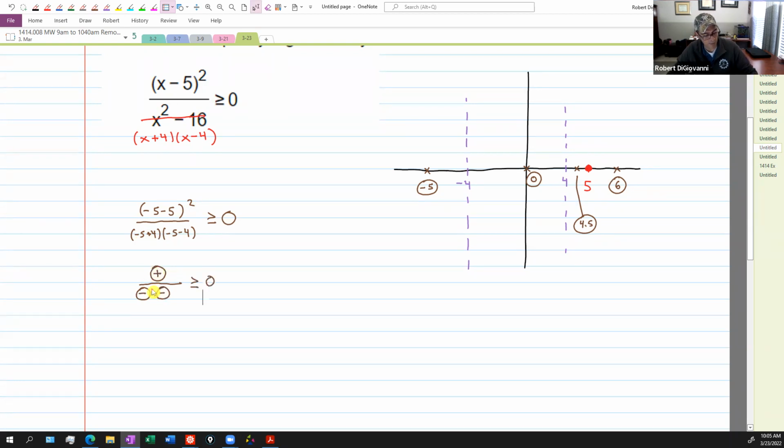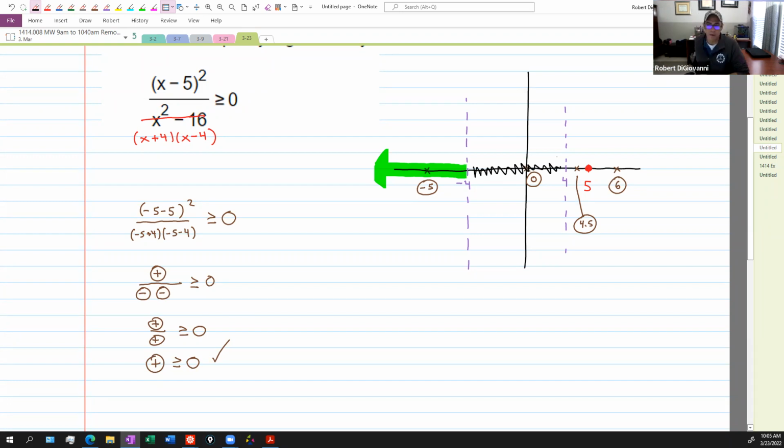Well, let's see. Positive over 2 negatives multiplied to be positive. And 2 positives divided is positive. And a positive number is bigger than 0 or equal to 0. So that's true. Which means I want everything to the left here. Y'all kind of catching on to how this is working? X-intercepts, verticals, test points, plug them in, see what happens. Now, if you plug in 0, it is not going to work.